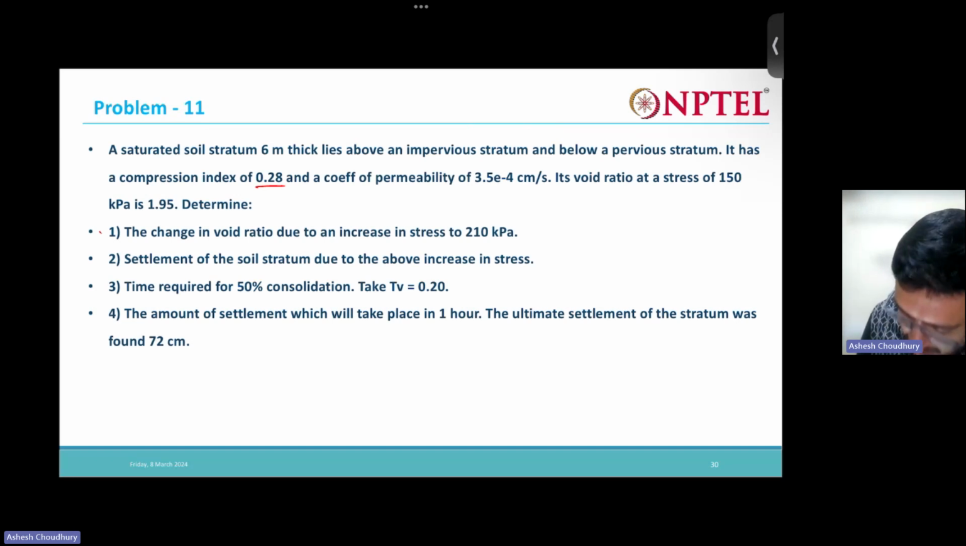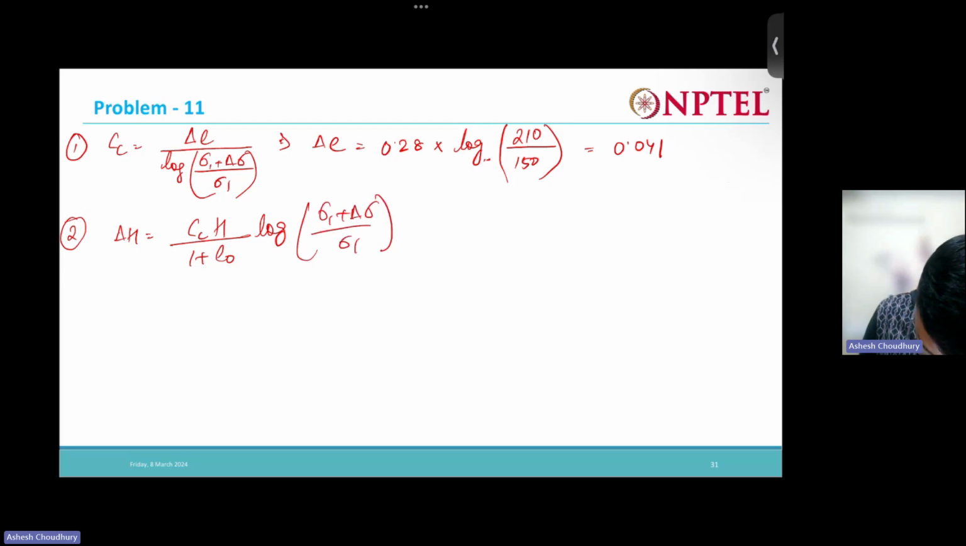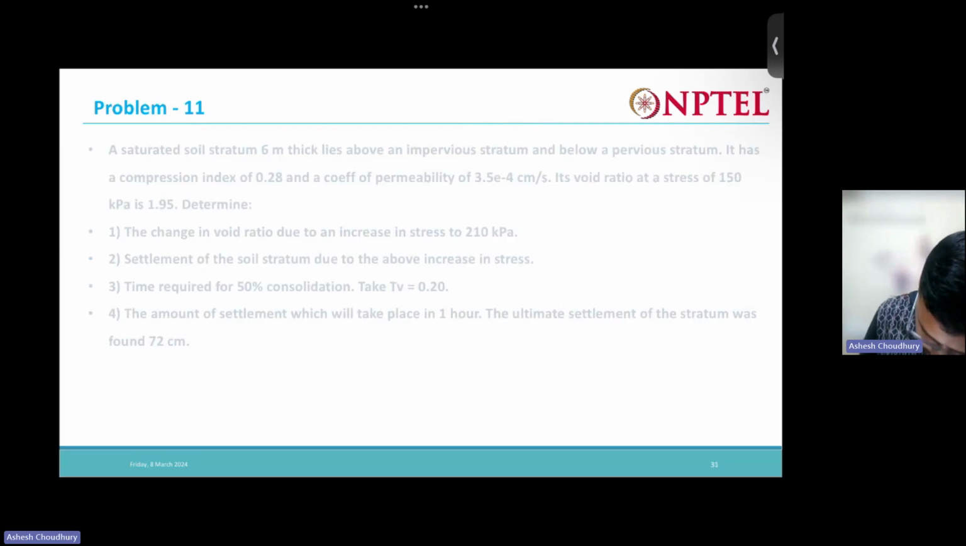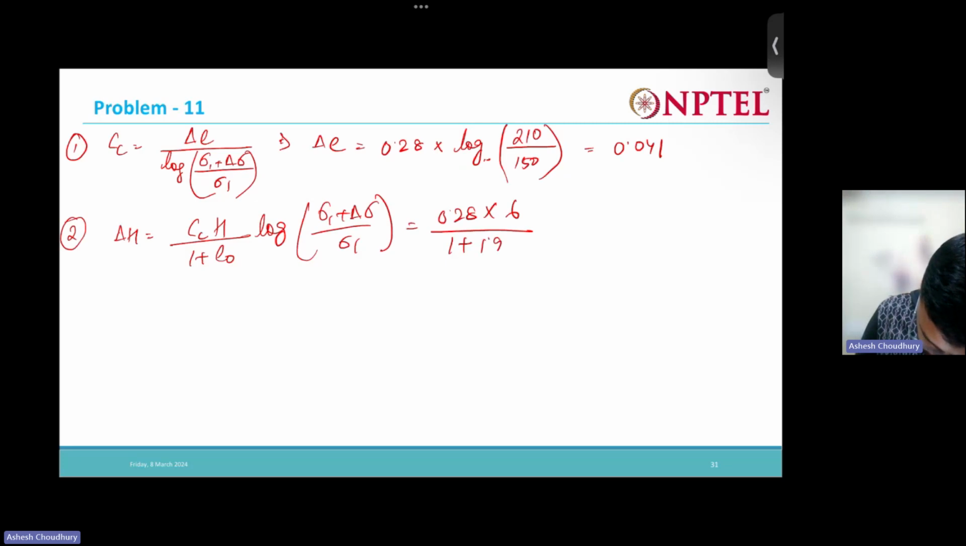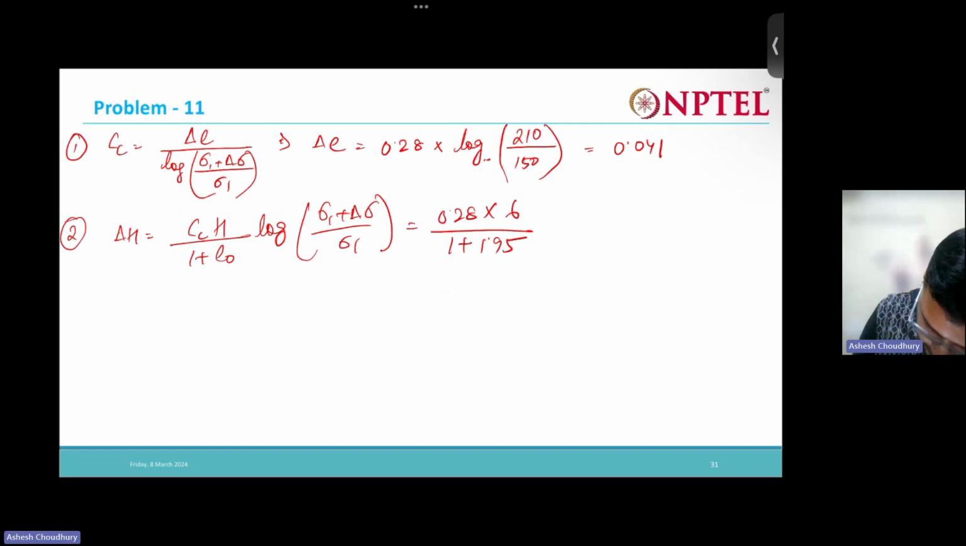Next is settlement of the soil stratum due to the above increase in stress. Same thing, all similar things we will use. So what is delta H? 6 meter, the stratum thickness. Initially the void ratio is at 150, it's 1.95, so I am writing this 1.95. Everything is given. Okay, so from here we will get it.